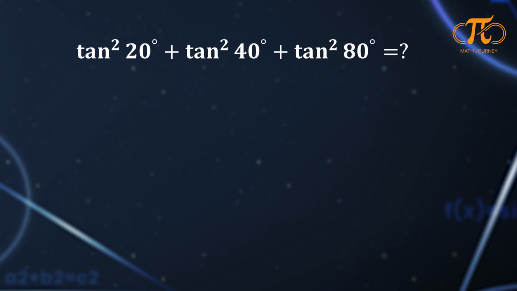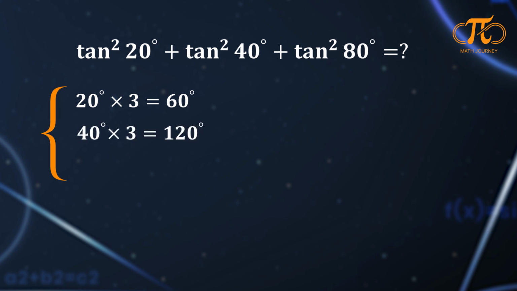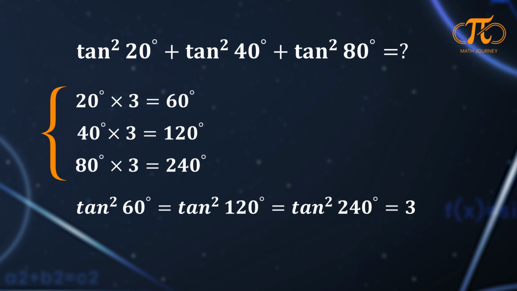The first thing to note is that these angles, 20, 40, and 80 degrees, might not be standard angles for which we memorize the tangents, but they share an important feature. When you multiply each by 3, you get well-known angles. Watch this. 20 degrees times 3 gives us 60 degrees. 40 degrees times 3 gives us 120 degrees. And 80 degrees times 3 gives us 240 degrees. These are all angles where the tangent values are well known. So instead of directly calculating the tangents of these angles, we'll focus on their triples.